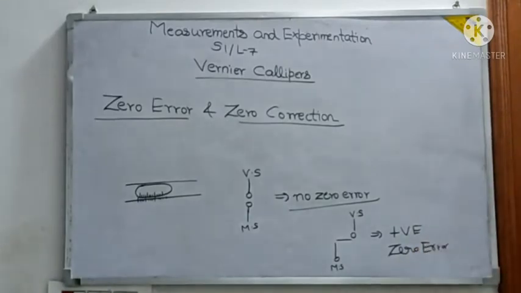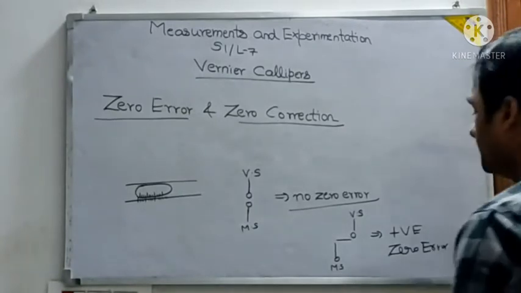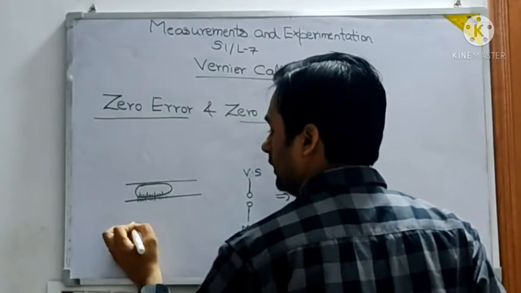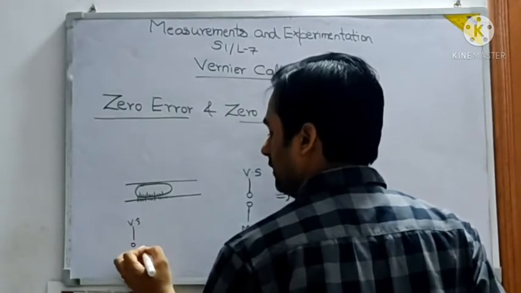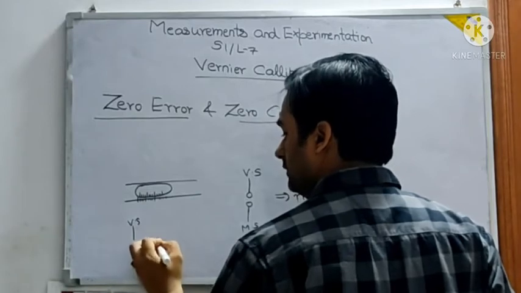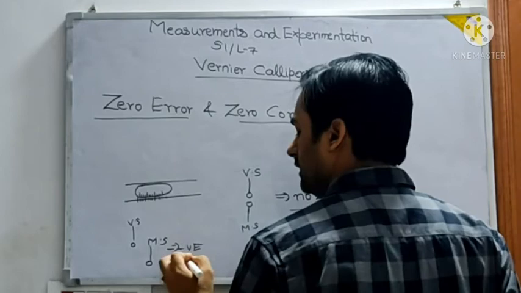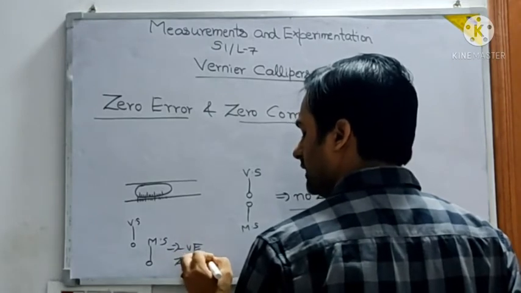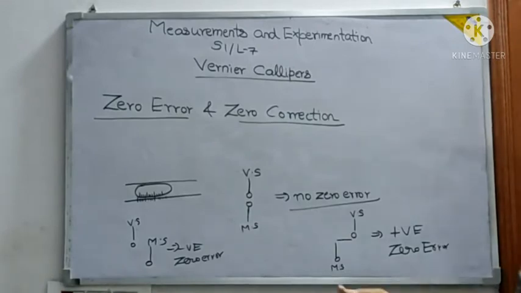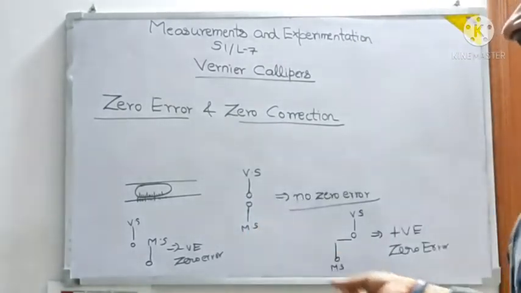Now another thing is if the zero of vernier scale is to the left, that means zero of vernier scale is to the left of the zero of the main scale. Now this is the case of what? Negative zero error. Negative zero error. See, these are all just definitions. You can understand them symbolically, by seeing only.